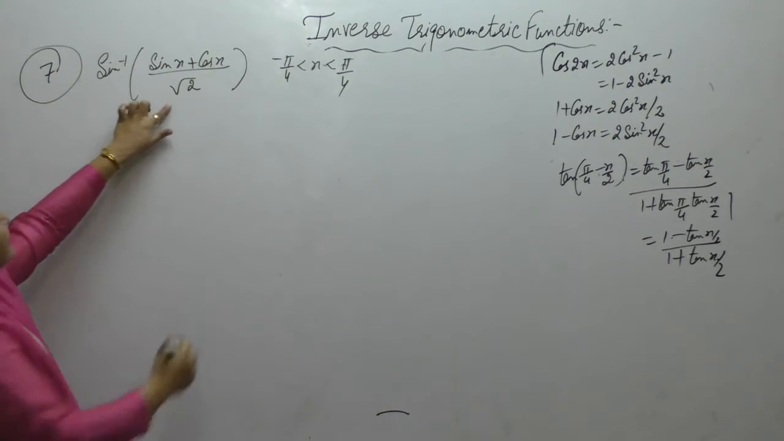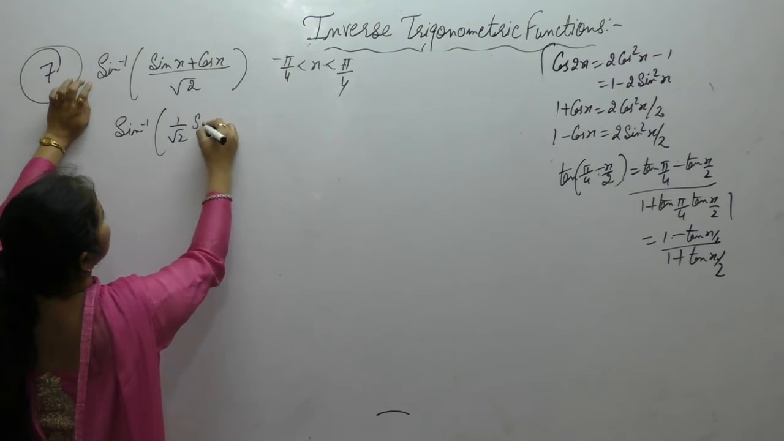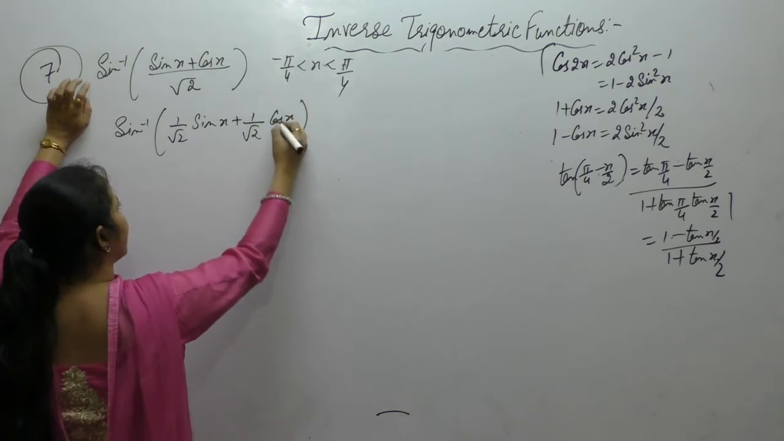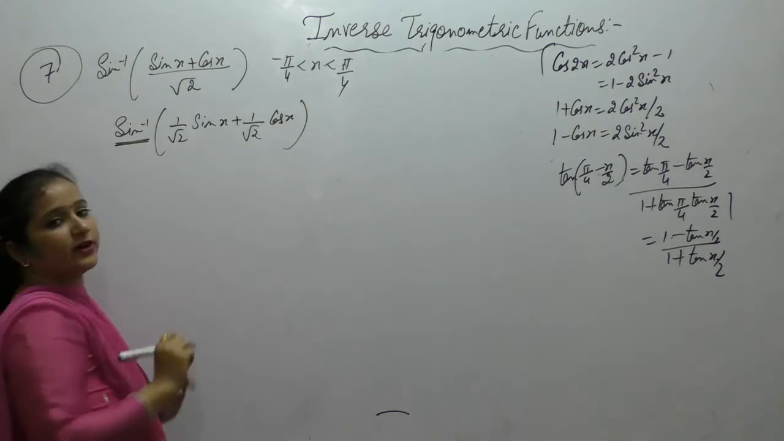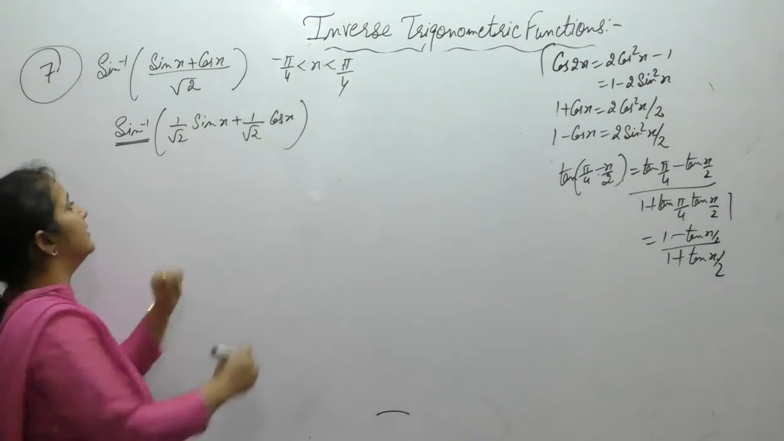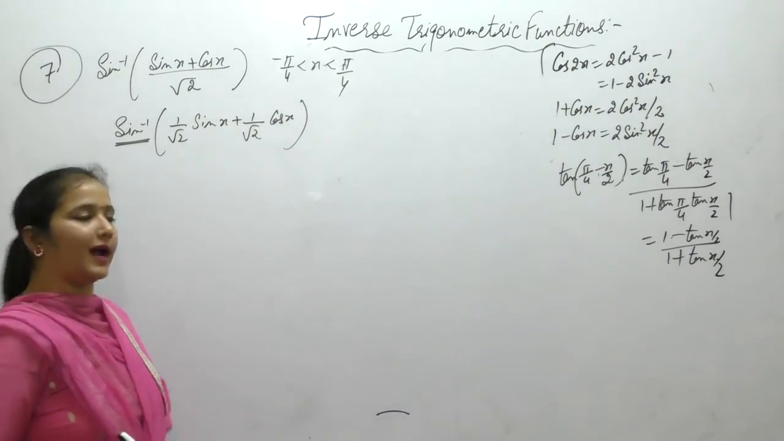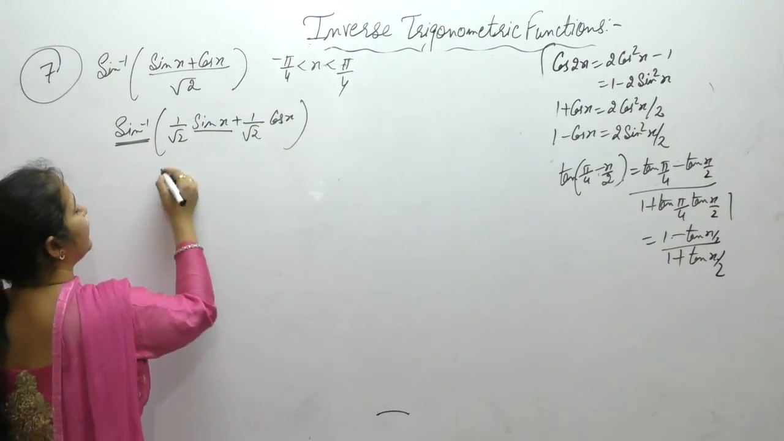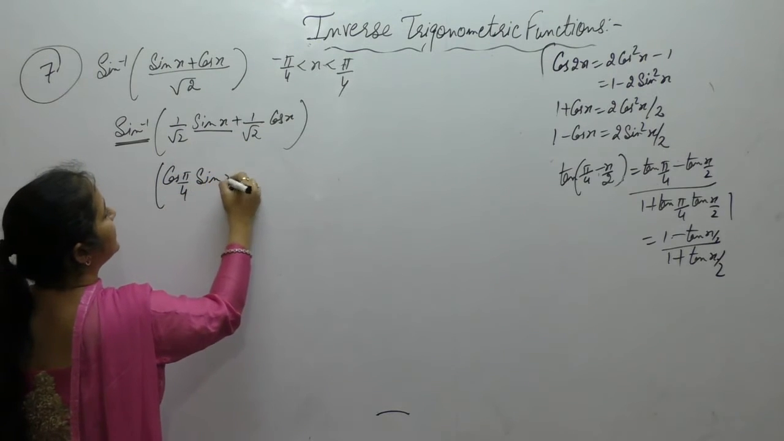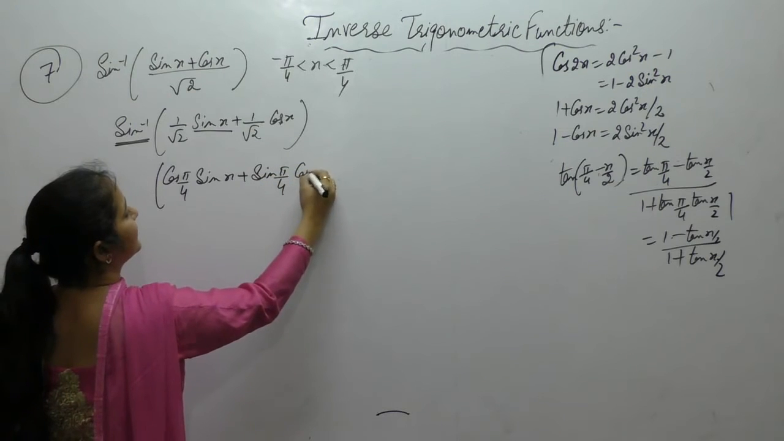Now we can write this 1 by root 2 as 1 by root 2 sin x plus 1 by root 2 cos x. Here we have the function of sin inverse, so in the bracket we want the term of sin. 1 by root 2 is the value of sin pi by 4 and cos pi by 4. Here we have sin, so write this as cos. Here we have cos, so write this 1 by root 2 as sin.